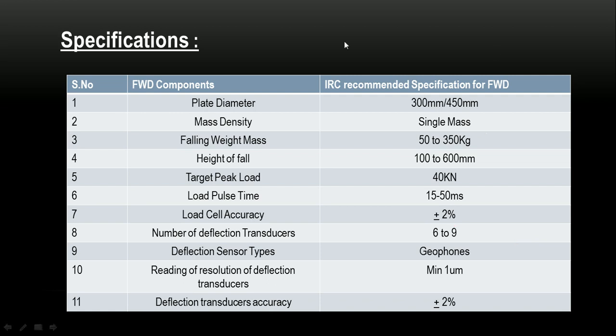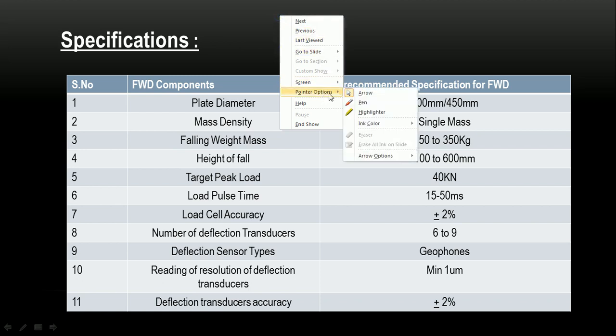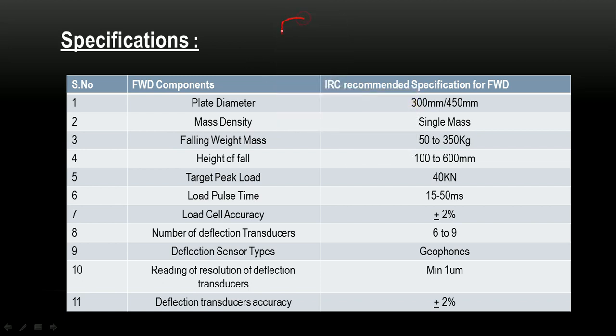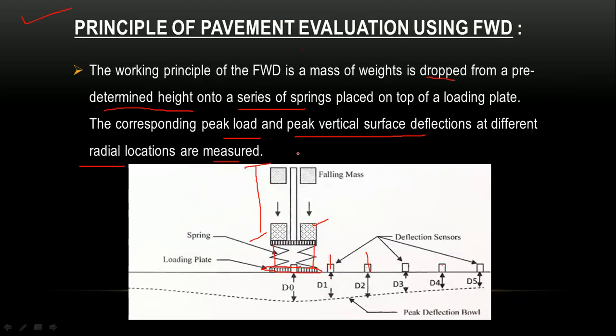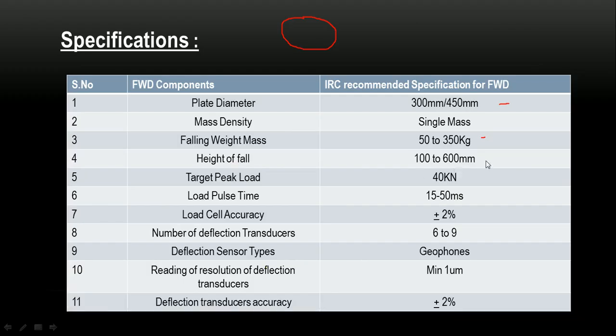Okay. You can observe here these are all the specifications given by IRC, that is IRC 115:2014 for the FWD test. Whatever load we apply, the diameter of the plate through which we apply the load on the pavement is 300 to 450 mm. These are the specifications. And the mass is a single mass; we are not applying it at different points, we are applying the load at a particular point. The falling weight mass is 50 to 350 kg. And the height of fall, as we have discussed, is from a predetermined height, so the height of fall is 10 to 600 mm.